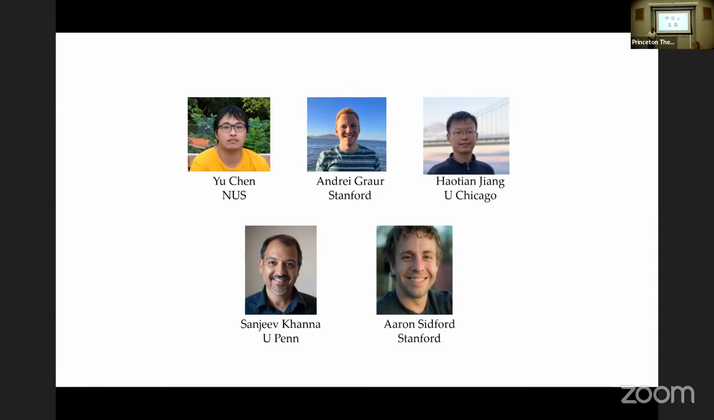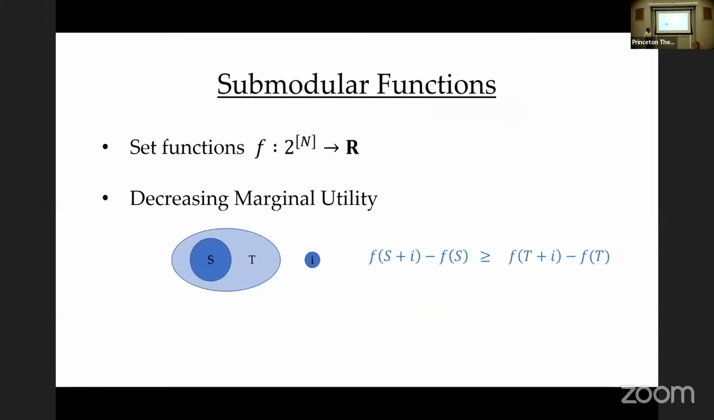So this talk is about submodular function minimization. A show of hands: how many have seen submodular functions before? So almost all of you. Just a quick reminder.